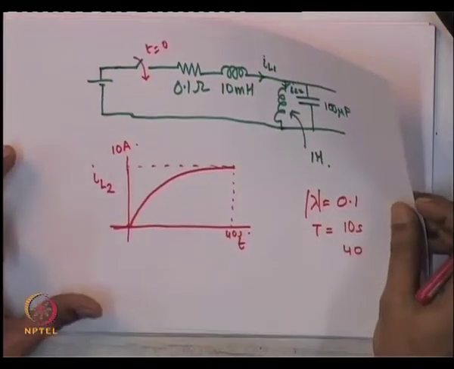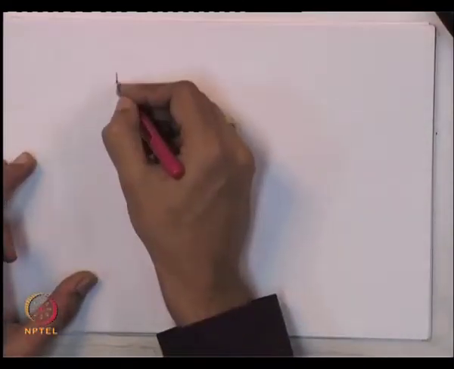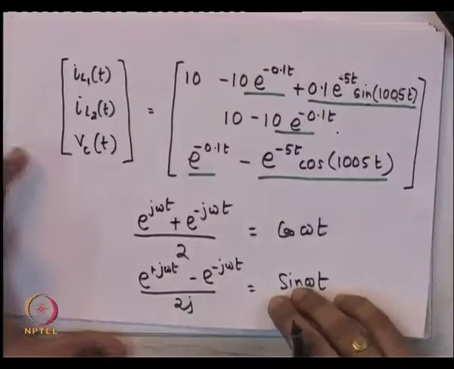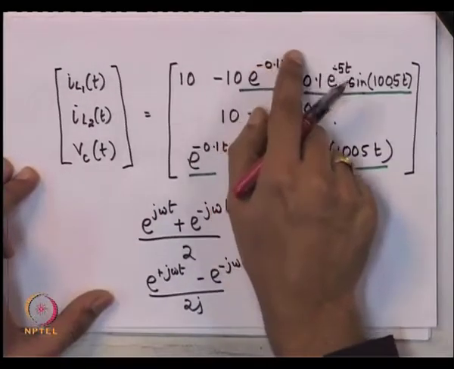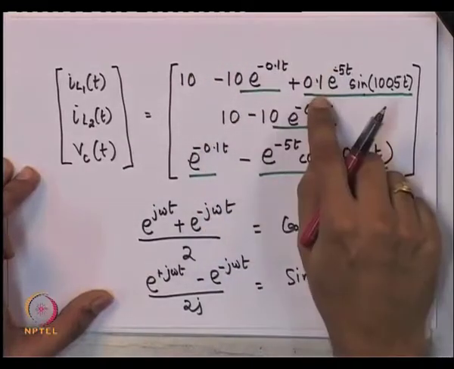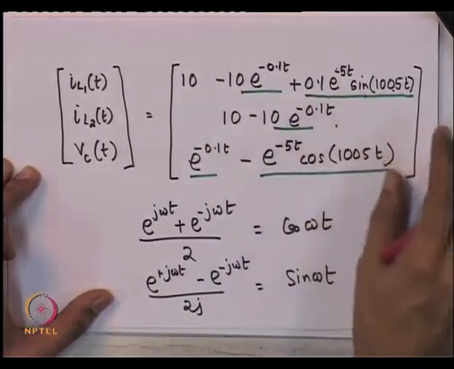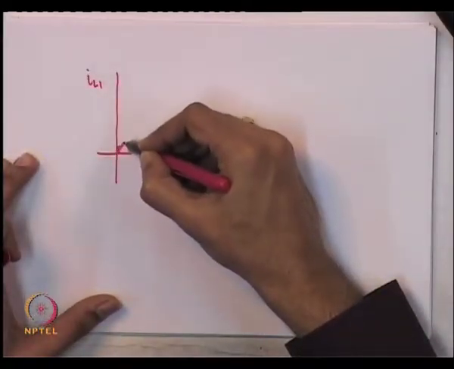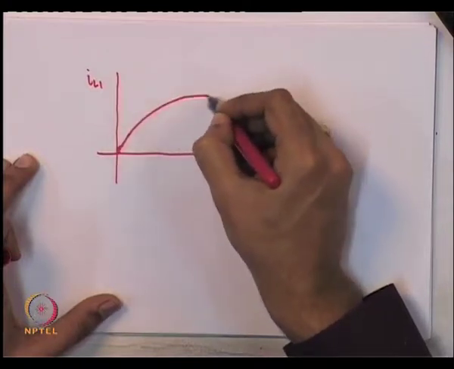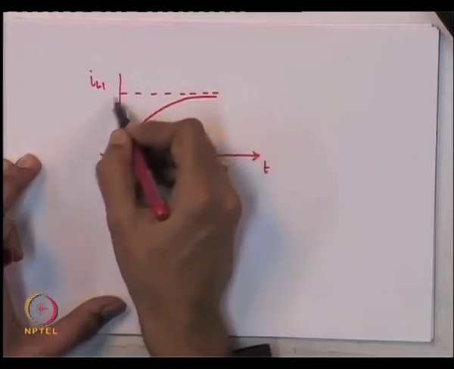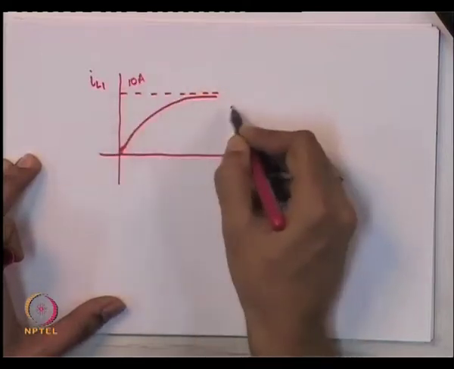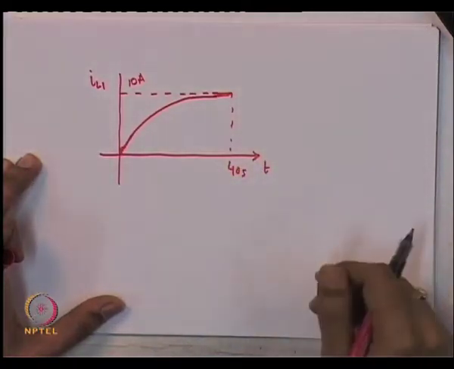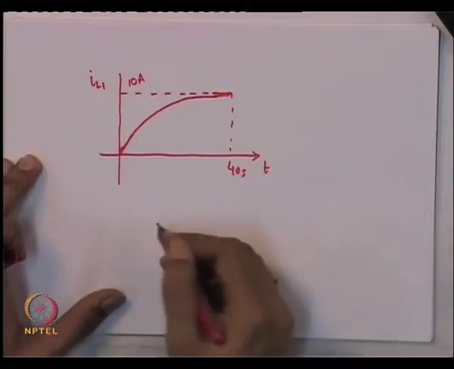Now, what about IL1? If you look at IL1, the response is primarily consisting of this component and a small component which is oscillatory, a decaying oscillatory waveform. So, what you have got is a decaying oscillation, and then again this settles down to 10 amperes in around 40 seconds. So, this is the response of IL1 and IL2.